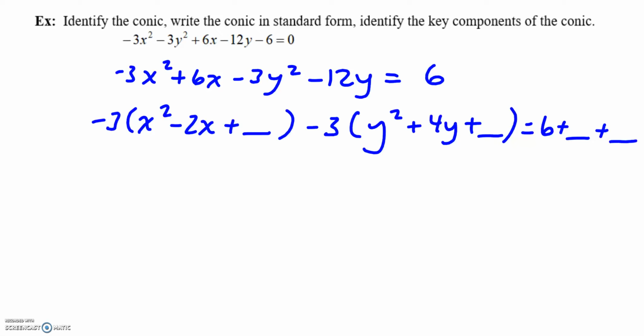Quick check-in point. Did you take out a negative 3? And if you did, you are left with a negative 2 here. Did you take out another negative 3 here? And were you left with a positive 4? Please be careful. When you divide a negative by a negative, you get a positive there.